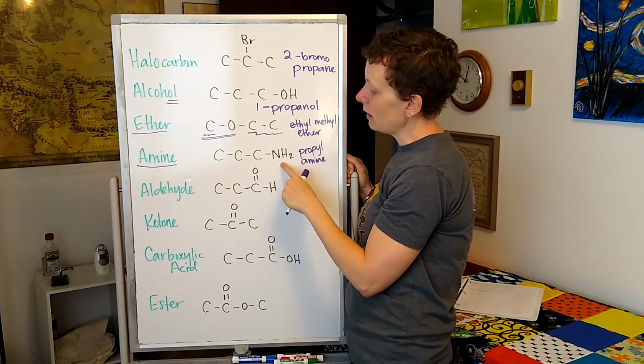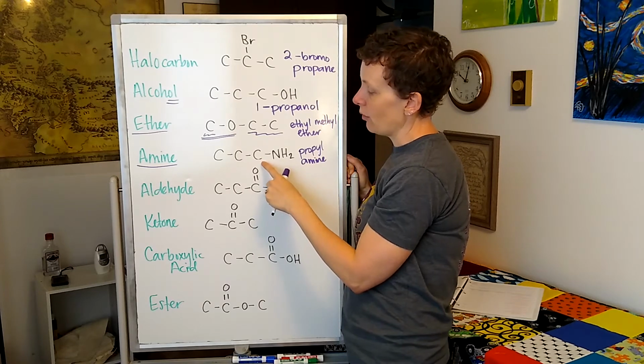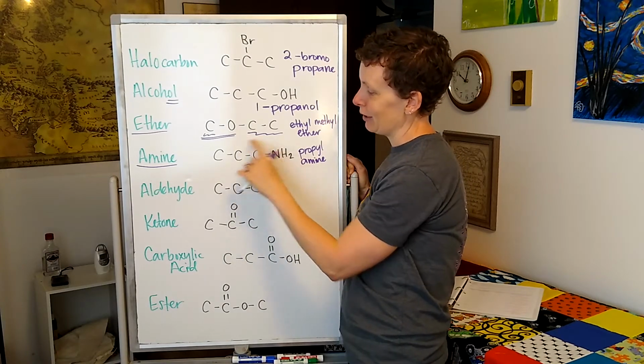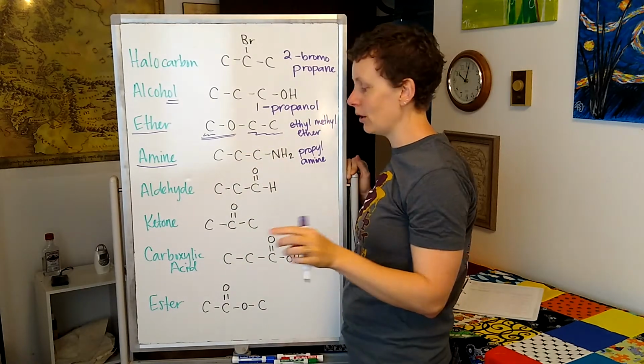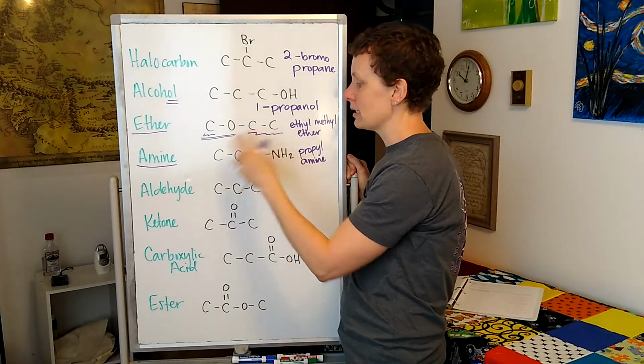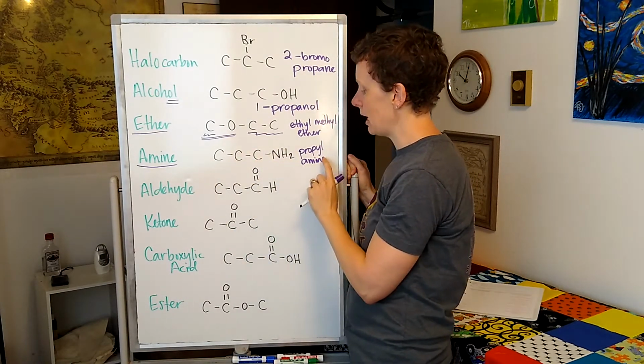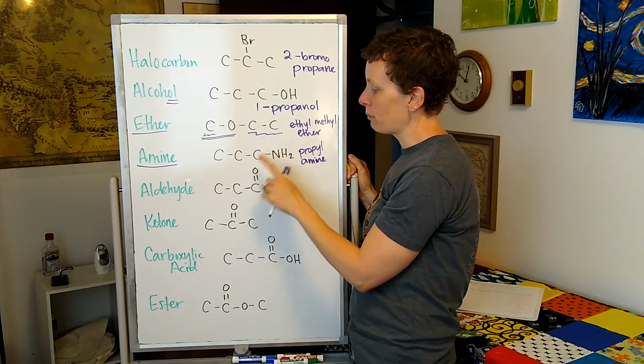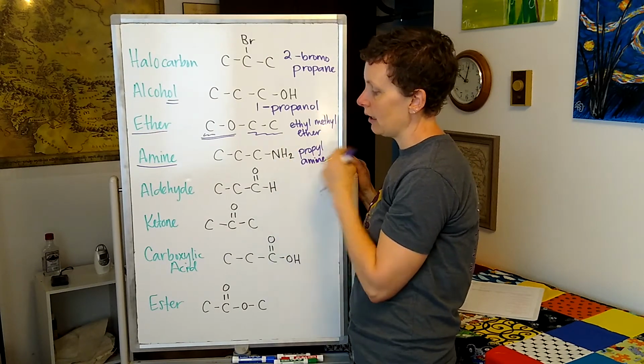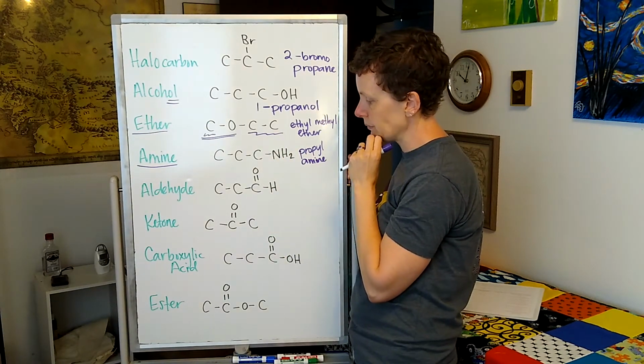Now we're going to stick with the amino group being on the end. I know I spoke earlier and said that I could put it in the middle, and then it becomes an amino attached to a parent chain. But we're going to stick with this naming system. So propylamine or propanamine with the amino group on the end of a chain.